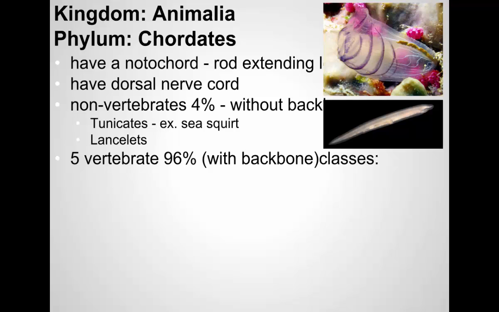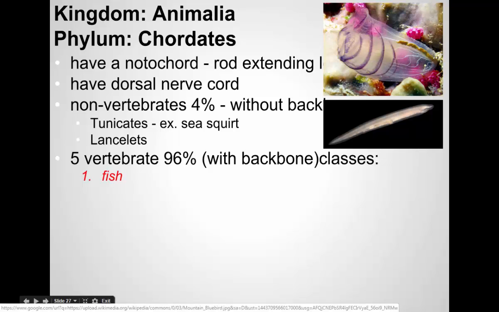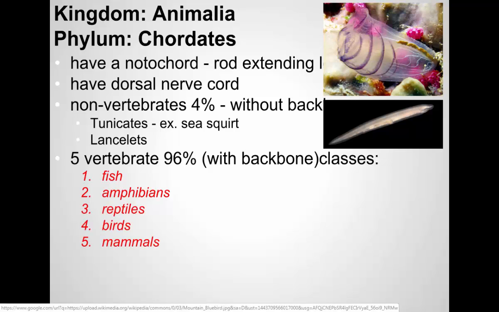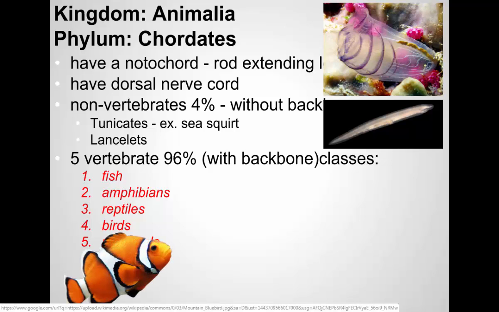But most of these chordates are vertebrates, about 96%, which are animals with a backbone. And the vertebrate classes, as you know, are fish, amphibians, reptiles, birds, and mammals. Defining characteristics: fish are cold-blooded, with external fertilization, external development, they have gills, and a body covered in scales.